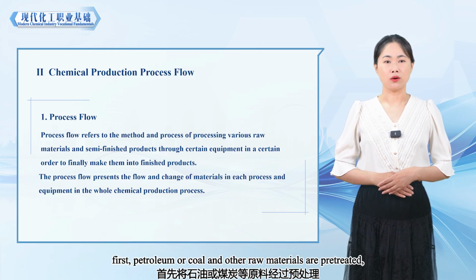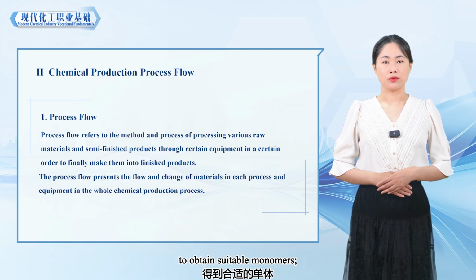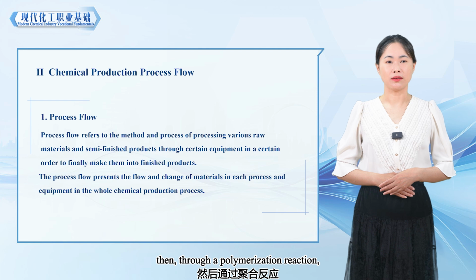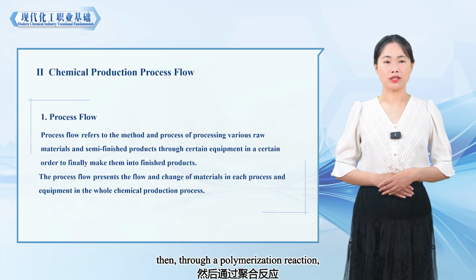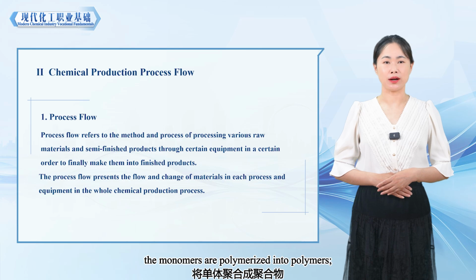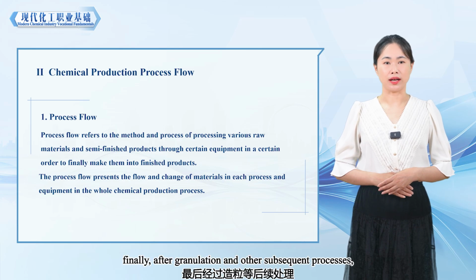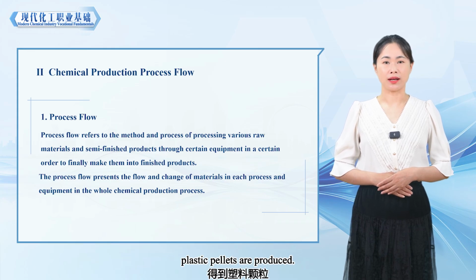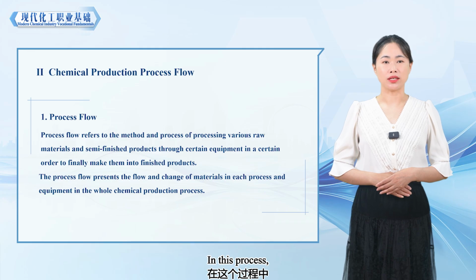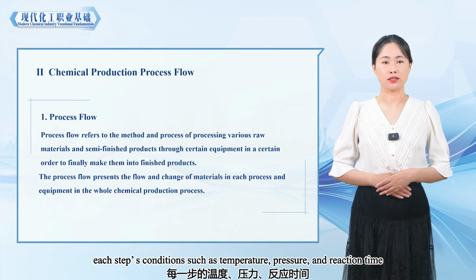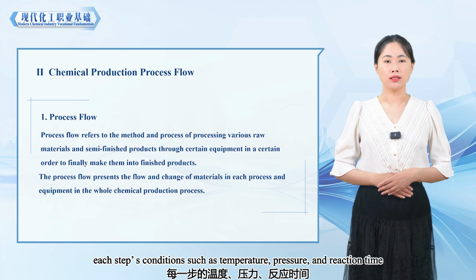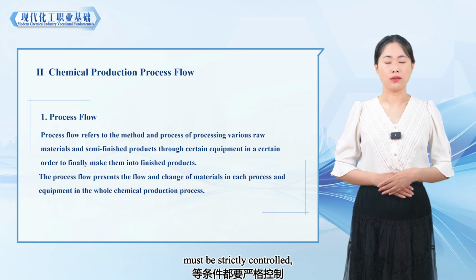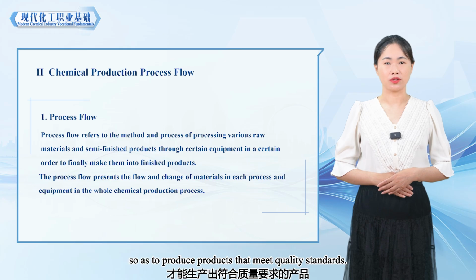First, petroleum or coal and other raw materials are pretreated to obtain suitable monomers. Then, through a polymerization reaction, the monomers are polymerized into polymers. Finally, after granulation and other subsequent processes, plastic pellets are produced. In this process, each step's conditions such as temperature, pressure, and reaction time must be strictly controlled so as to produce products that meet quality standards.